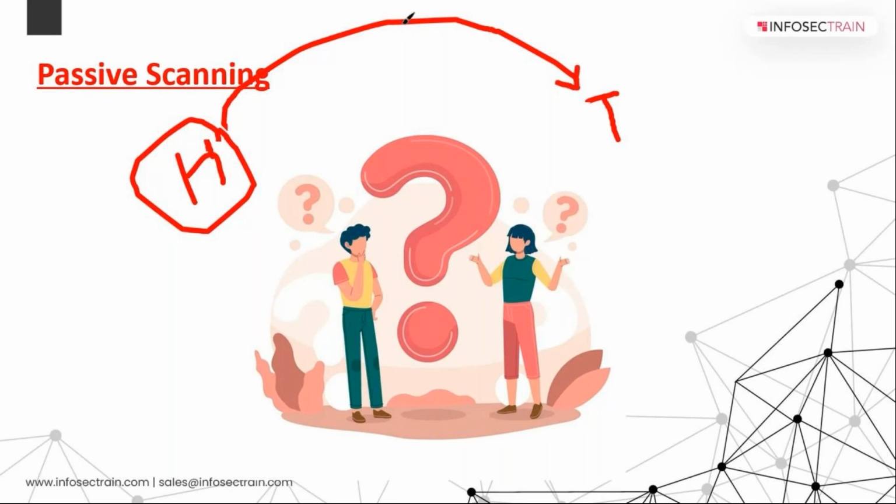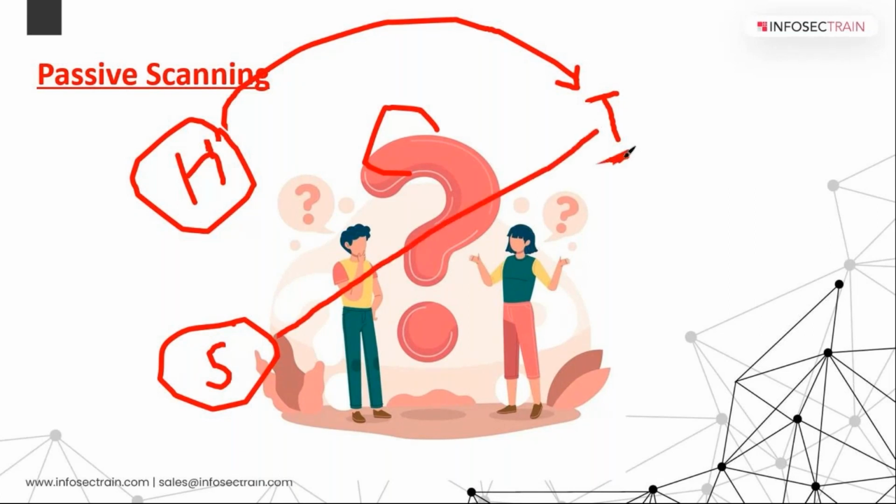So what he does is try to sniff. Let's say there is a server here, and this server and this target are communicating with each other. The target is sending some information to the server, and the server is responding back. The hacker would be sitting on the network and sniffing what is going on, what username and password, what credentials are being shared. That is called passive scanning.